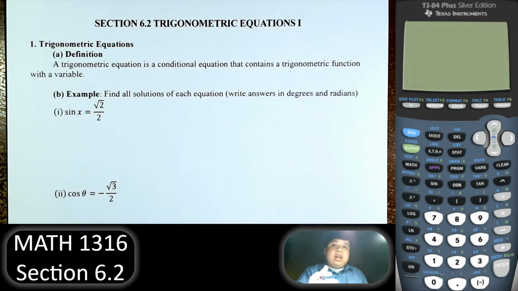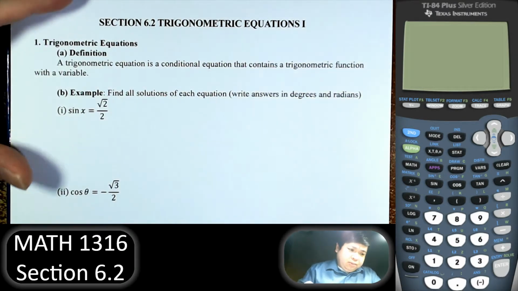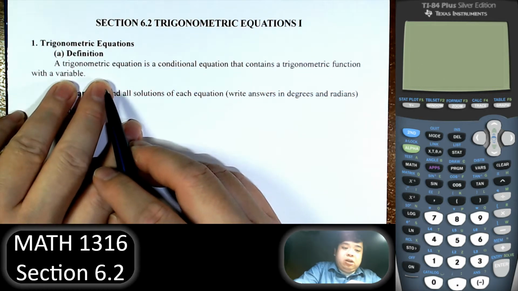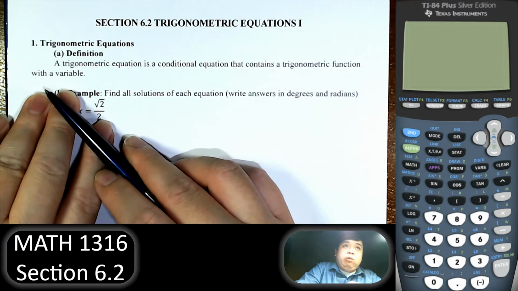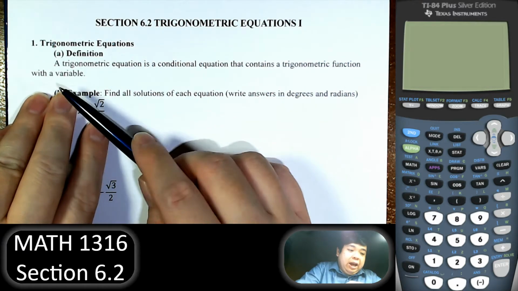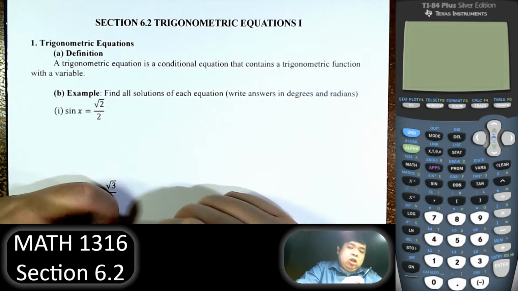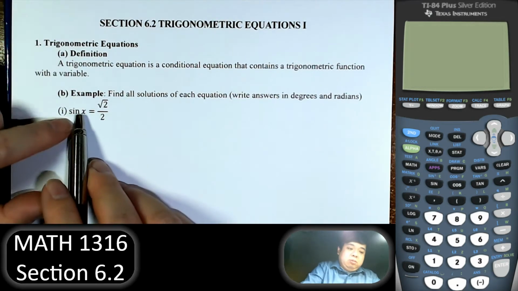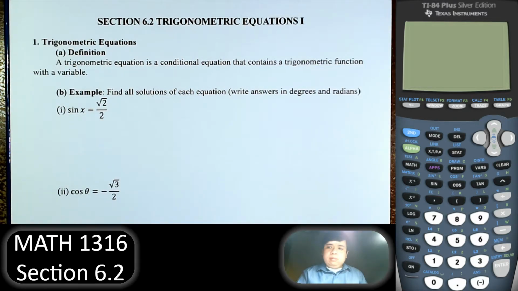In the next two sections, we'll study trigonometric equations. This is the first part. A trigonometric equation is an equation that contains some trigonometric function, and the variable, of course, belongs to that trigonometric function. So pretty much what we have is something like this, where we're trying to solve for x inside a trig function that satisfies some condition.